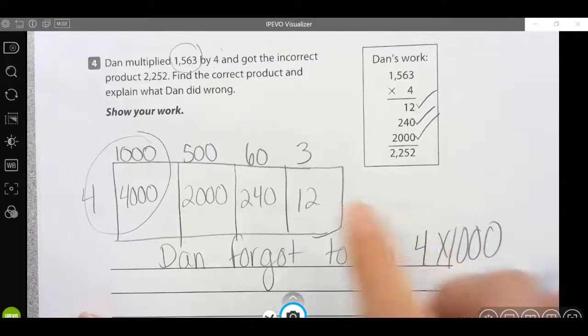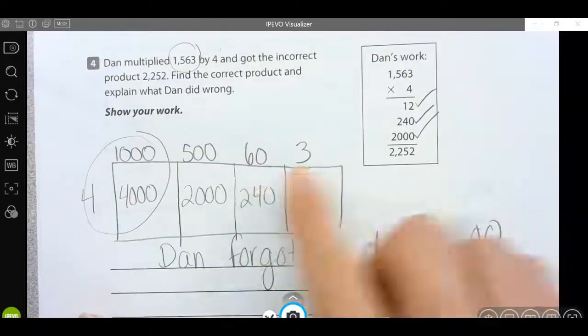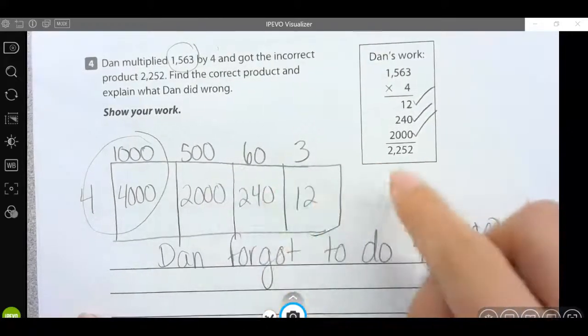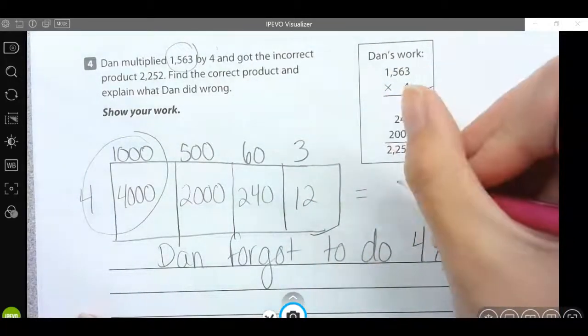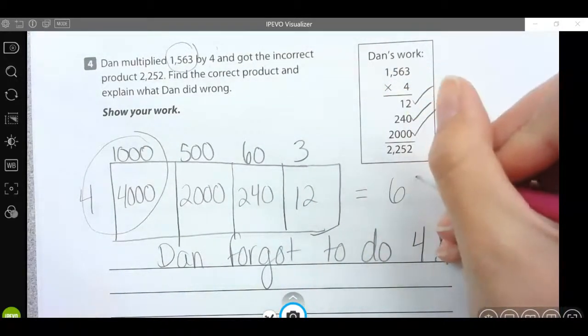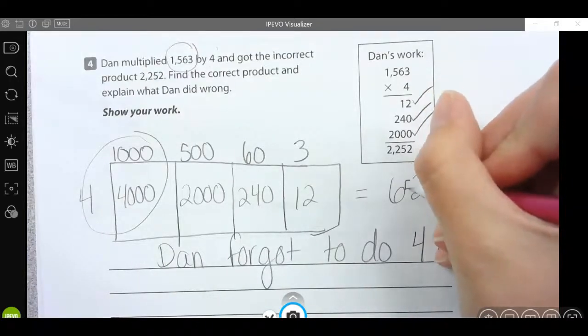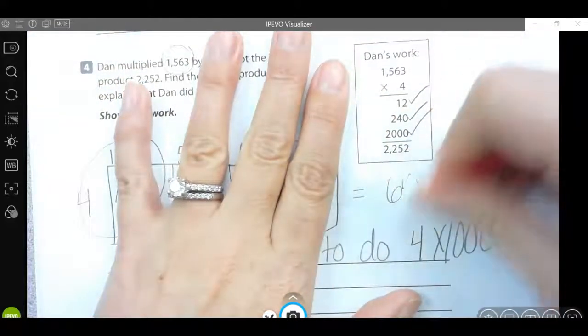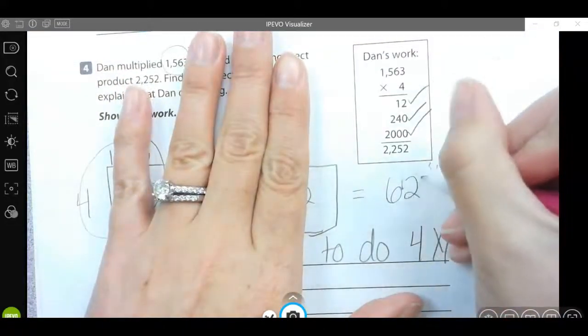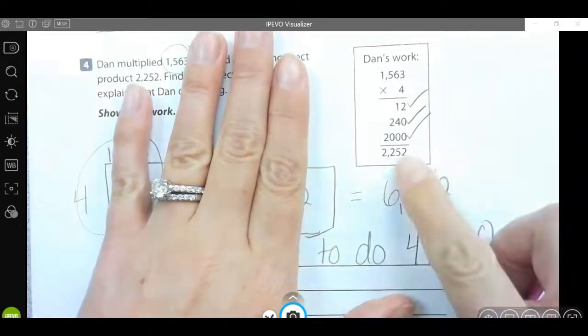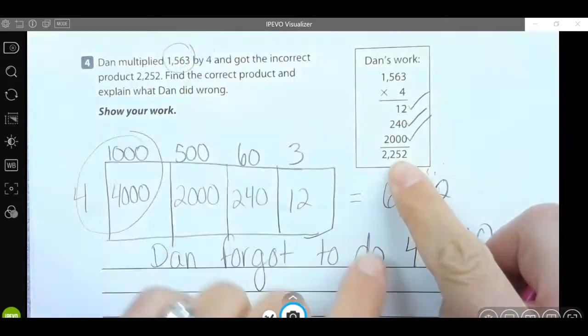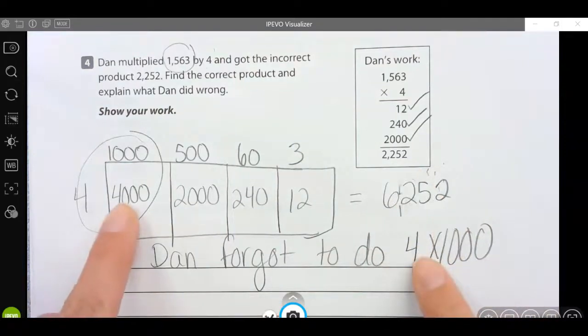And then to find the final product, you would add up all your partial products. And what did you get for your final product? 6,252. So it is similar to the product Dan got, but it's going to be 4,000 off because he forgot that one part. Okay? Let's go to the next part.